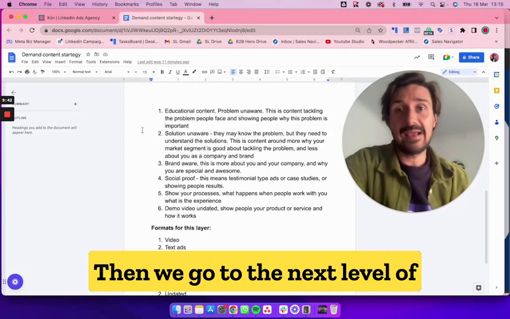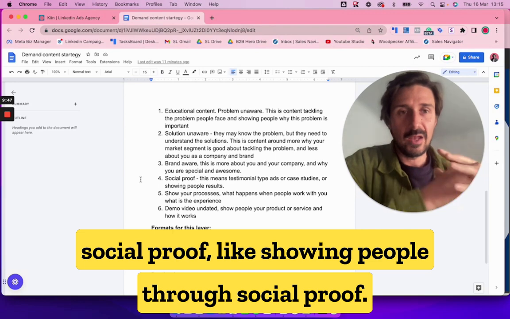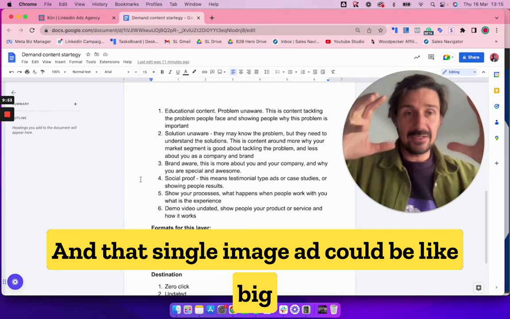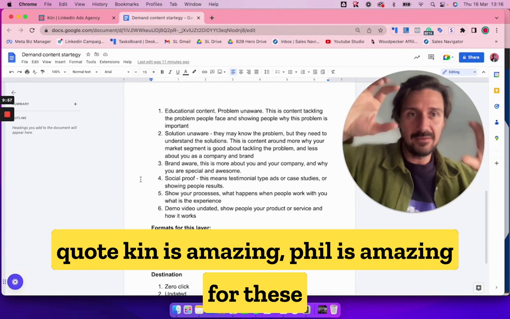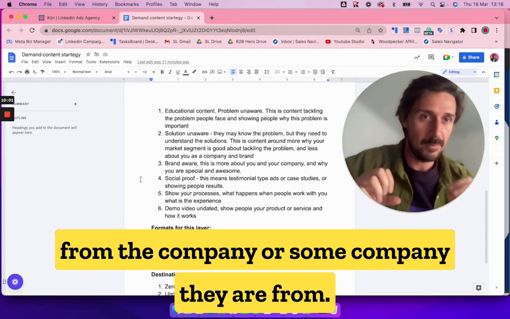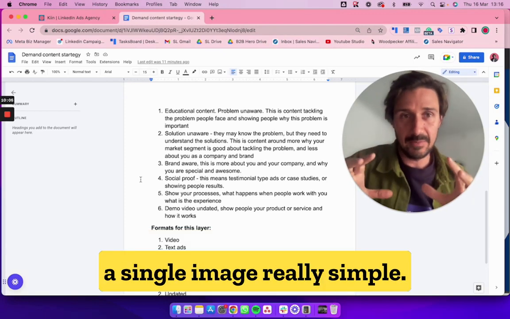Then we go to the next level of content, which is basically we have buckets like social proof, showing people through social proof. This might be in the form of testimonials, a single image ad, for example. And that single image ad could be a big quote, Kin is amazing, Phil's amazing for these reasons, with a picture of the person saying it from the awesome company they are from. That's like a testimonial ad, a single image, really simple.